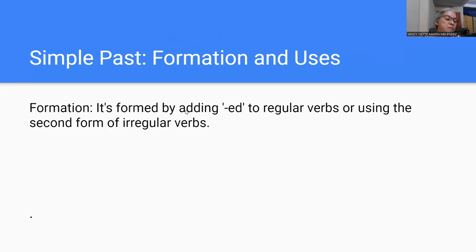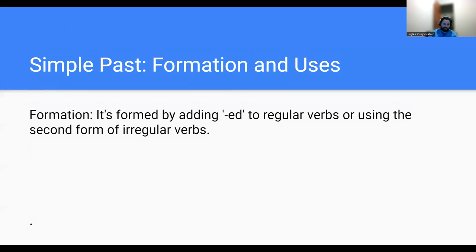Now, we're usually going to add -ed to regular verbs, or use the second form of irregular verbs. What we mean, guys, is this: we have something in English called -ed endings. Have you heard about that? Yes. Right. Unlike present perfect, we are not going to use past participles, okay?